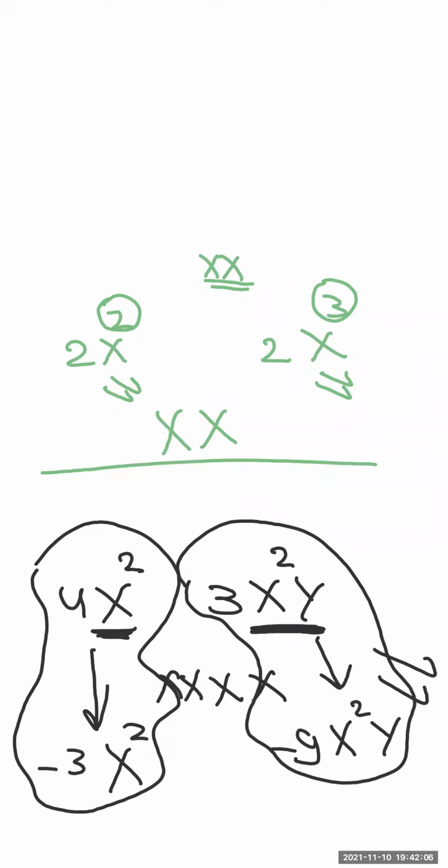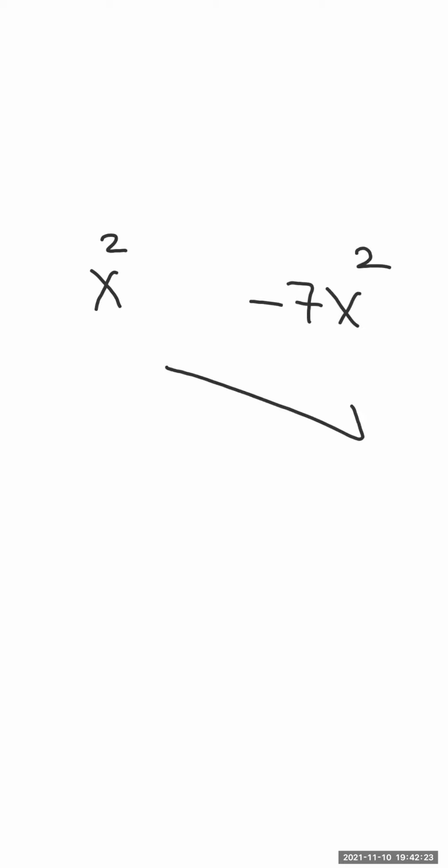Okay, again guys, again, and switch off your microphones. Okay, now if there are two terms like that, x squared and the negative 7x squared, they are like. Okay, because this one is x power 2 and this one is also x power 2, so the same variable and the same power.